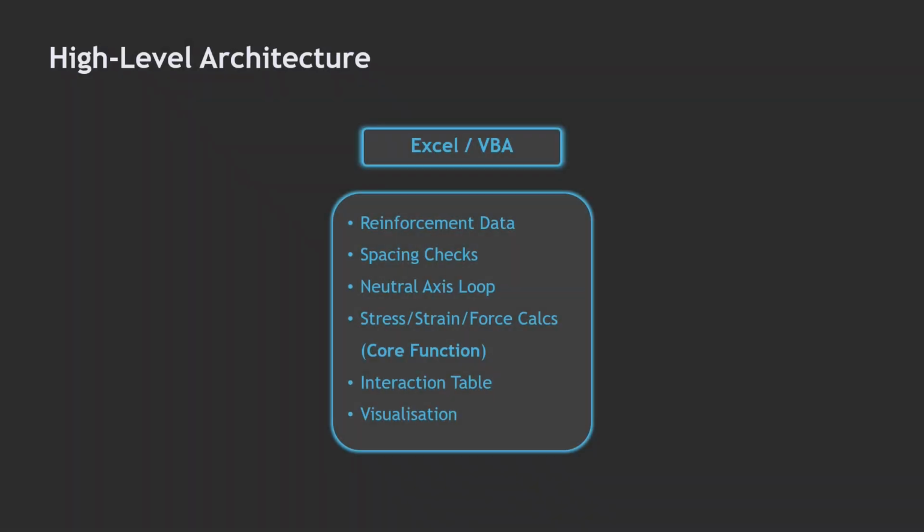This is the existing state of the Excel VBA script. We have the reinforcement data, the spacing checks, the neutral axis loop, stress reinforcement calcs, let's call them the core function, the interaction table, and the visualization component. The code is not big, but there's too much responsibility, and everything is tightly coupled within the Excel VBA environment.